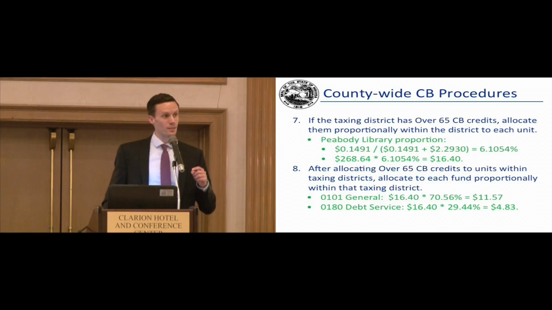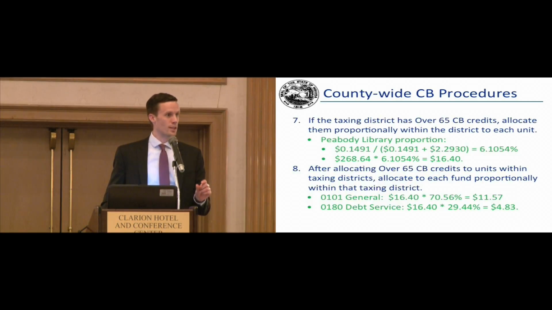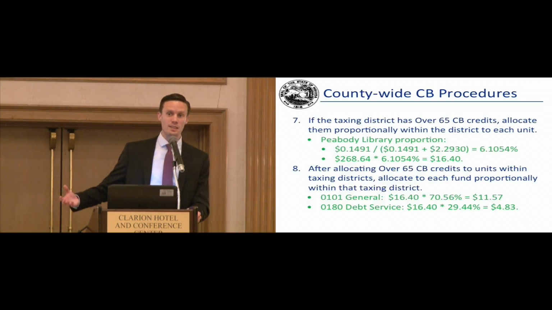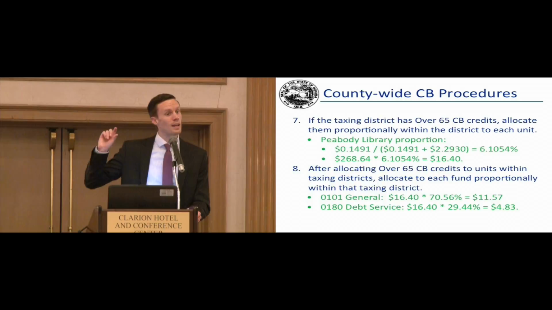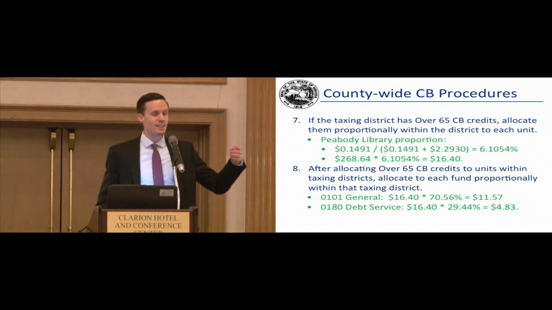We can then spread the $268.64 of over 65 credits that we identified from the abstract to Peabody Library within that taxing district by multiplying the over 65 circuit breaker credit amount by that particular proportion. So we know that Peabody Library is going to see $16.40 of over 65 credit. At least on step 7, we haven't yet identified how it's going to be spread to that particular taxing unit. We just know that it's going to be spread there.